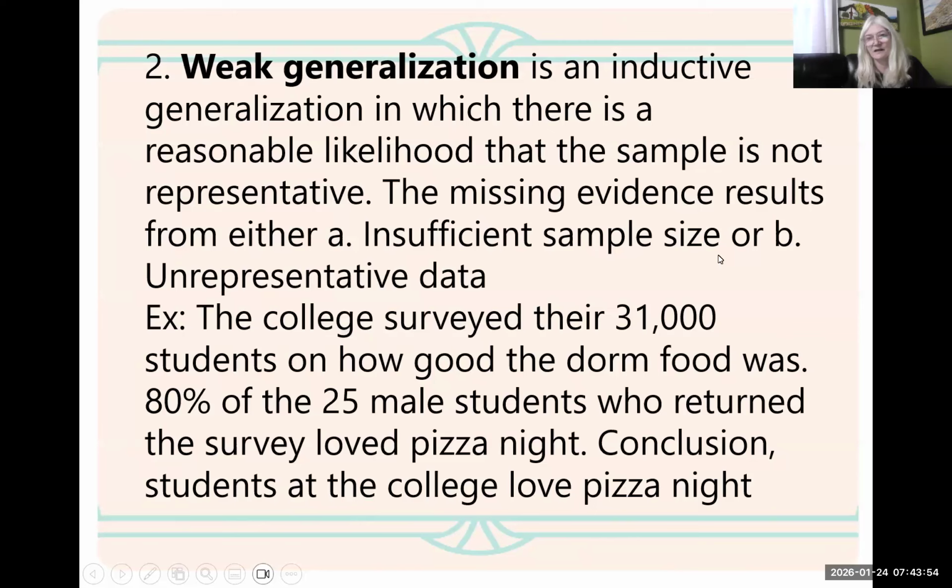Next is a weak generalization. This is simply an inductive generalization in which there is a reasonable likelihood that the sample is not representative. The missing evidence results from either A, insufficient sample size, or B, unrepresentative data. So, for example, the college surveyed their 31,000 students on how good the dorm food was. 80% of the 25 male students who returned the survey loved pizza night. Conclusion: students at the college love pizza night.